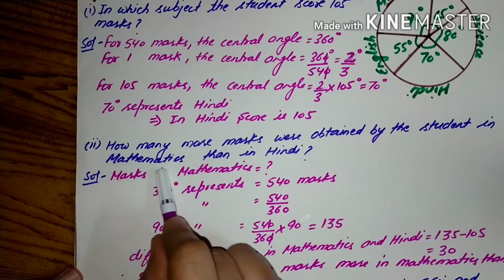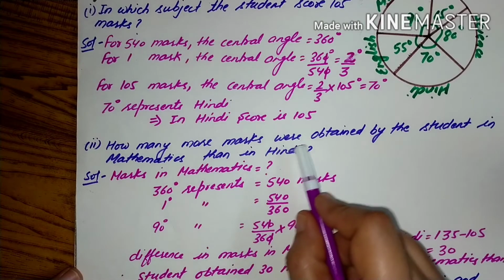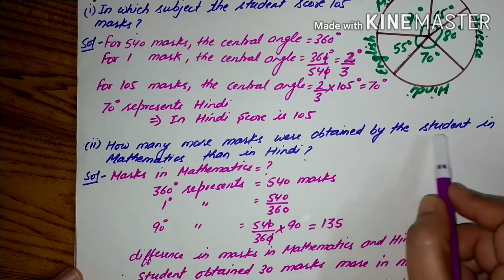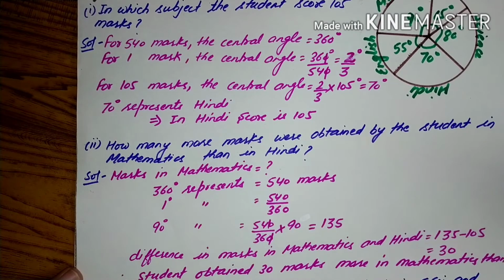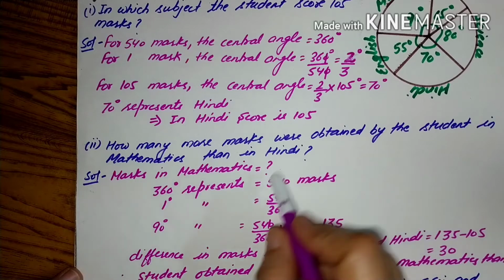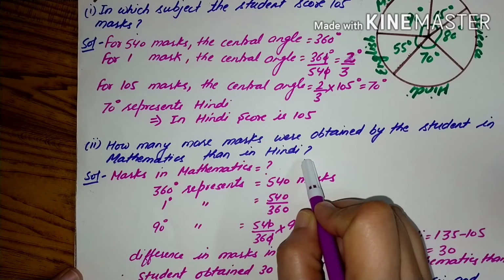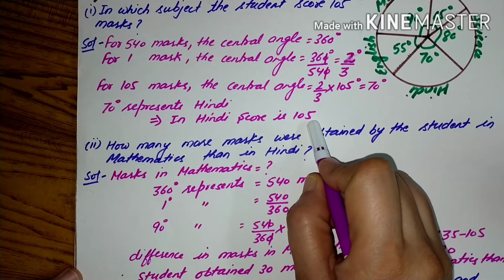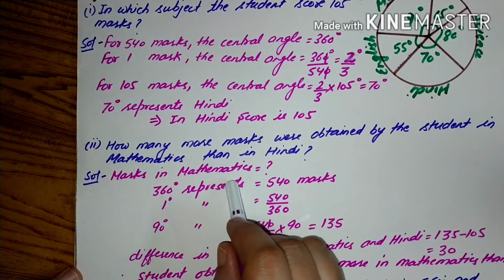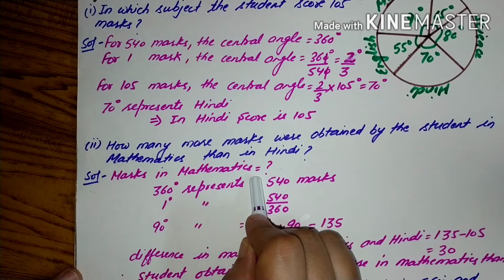Second part is, how many more scores or marks were obtained by the student in mathematics than in Hindi? So we have to find the difference of the marks in mathematics and Hindi to do it. So as you know, in Hindi 105 marks are there. So we have to calculate the marks in mathematics only.